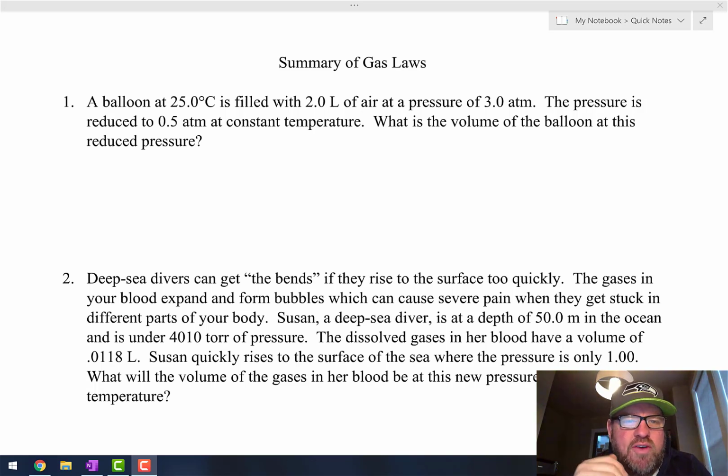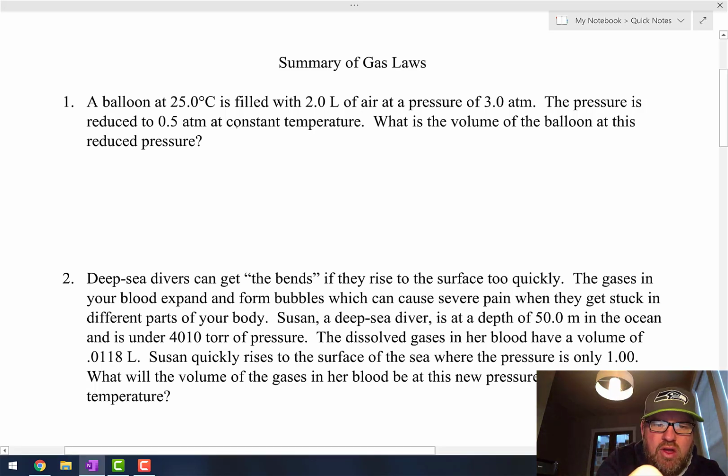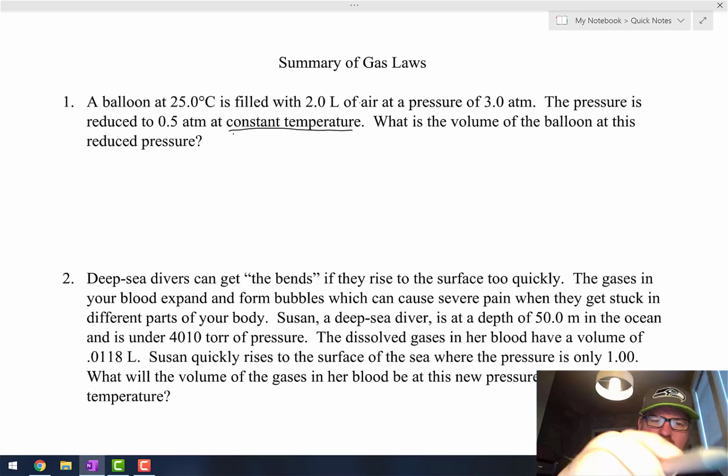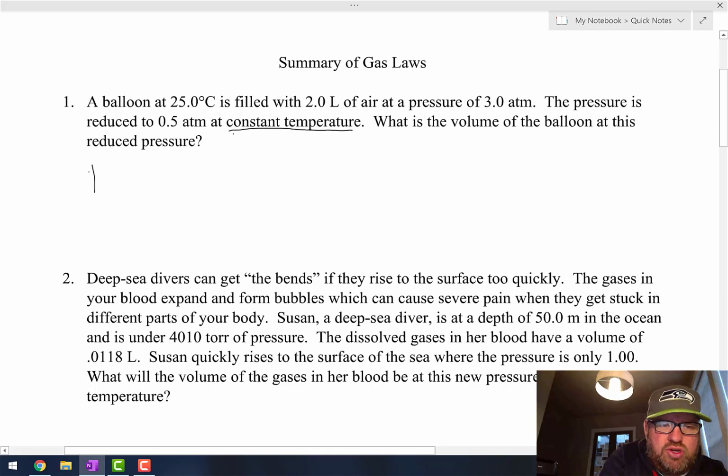A balloon at 25 degrees Celsius is filled with 2 liters of air at a pressure of 3 atmospheres. The pressure is reduced to 0.5 atmospheres at constant temperature. So right away, whenever I see these problems, I always initially think, okay, start with the combined gas law, and then as you see something that's constant or something that doesn't change, just take it out. So right away when it says constant temperature, I know that I can take out the temperature, so it just becomes a Boyle's Law problem.